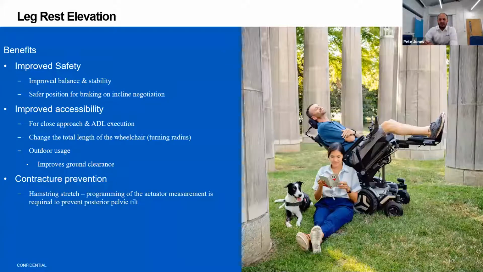Whilst increasing the angle of the power leg rest can improve ground clearance. The power leg rest can allow the user to frequently stretch the lower extremities, which can contribute to lower risk of contractures. And it's critical when providing the power leg rest function that you adjust the amplitude of the actuator and limit the range of motion in line with the functional capabilities of the user. Otherwise, the user will end up in a position with posterior pelvic tilt whilst using the power leg rest function.